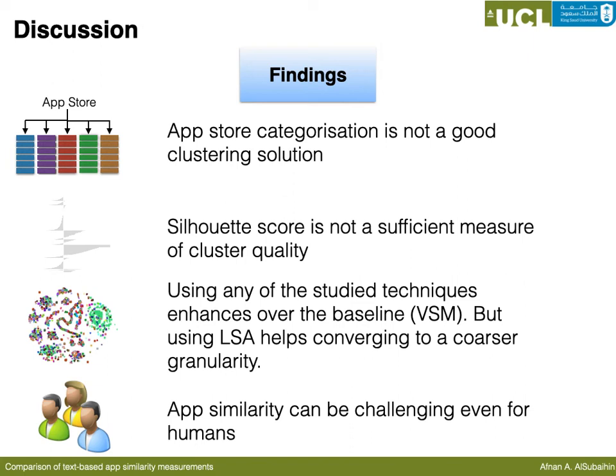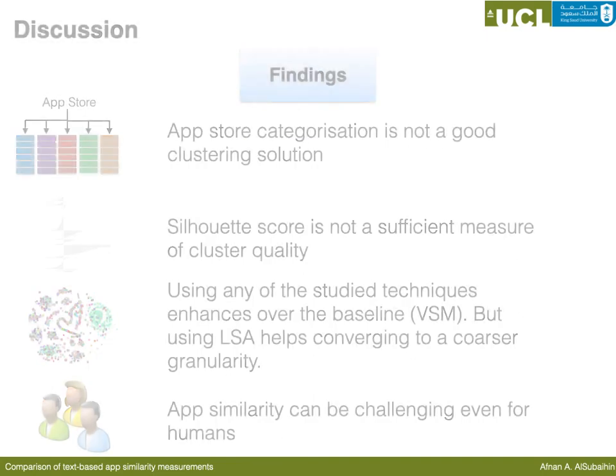Using any of the studied techniques enhances over the baseline, which is the vector space model using TF-IDF, but using LSA helps converge to a coarser granularity with a passable silhouette score. App similarity can be challenging even for humans. This is shown by the sometimes low inter-rater agreement.